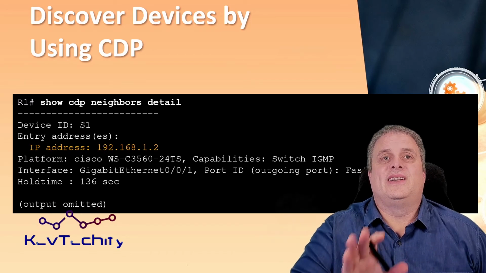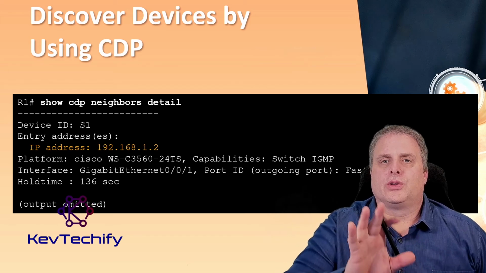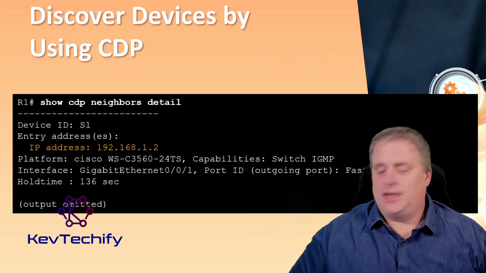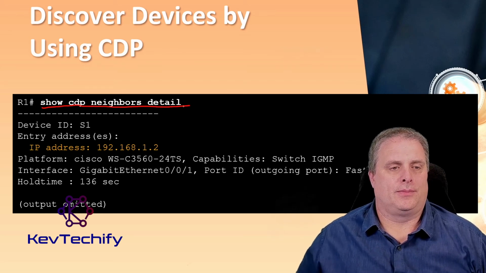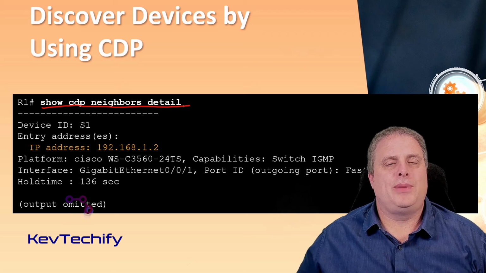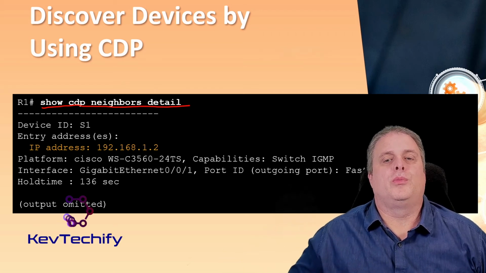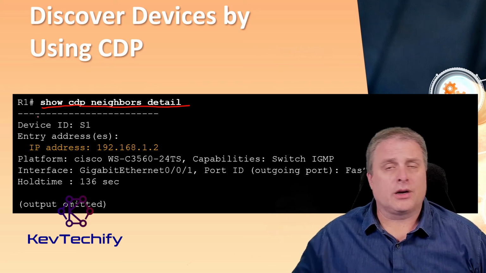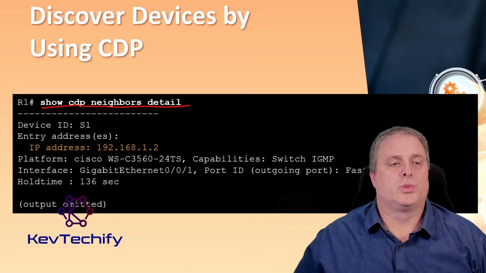If you want to dig into the details a little bit more, or maybe that table is laid out so you can't see all the information you need, we can issue the show CDP neighbors detail command. It's going to list out all that information, but it's not necessarily more information, it's just going to lay it out so it's a little bit easier to read.